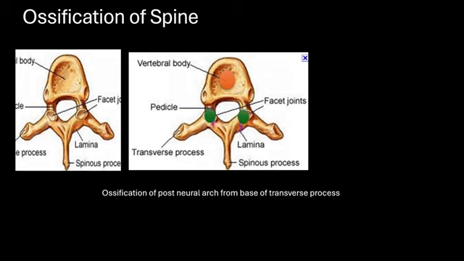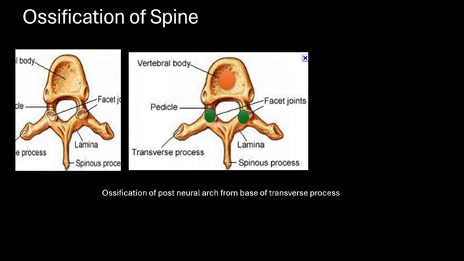Before going into the ossification of the fetal spine, let's look at the anatomy of a vertebra. Each vertebra consists of a vertebral body, two transverse processes connected to the body via pedicles, two laminae which extend from the transverse process and join at the midline to form the spinous process. So the lamina is the key structure that connects the transverse process to the spinous process.